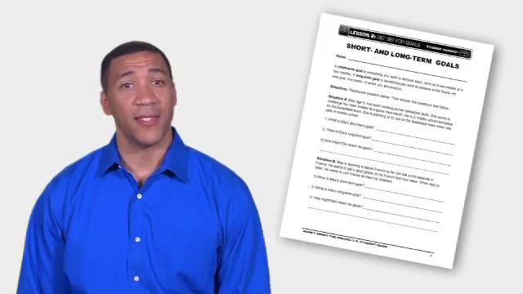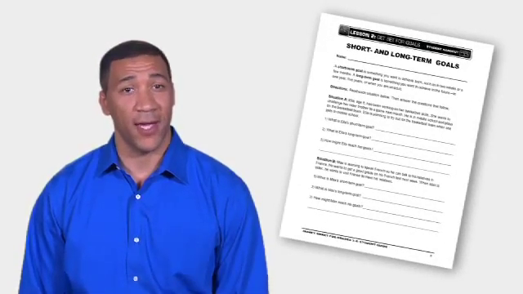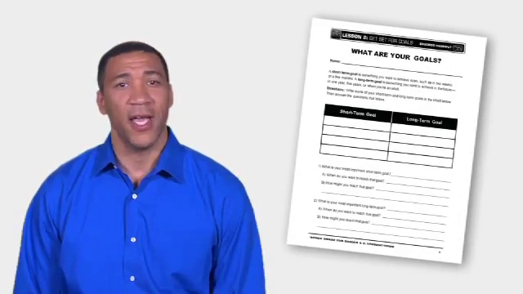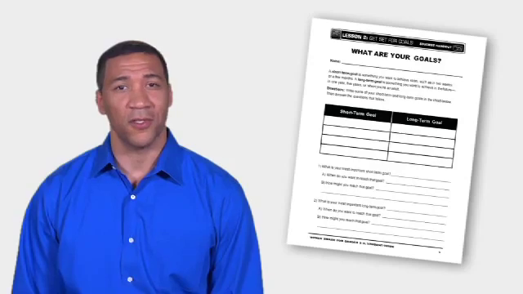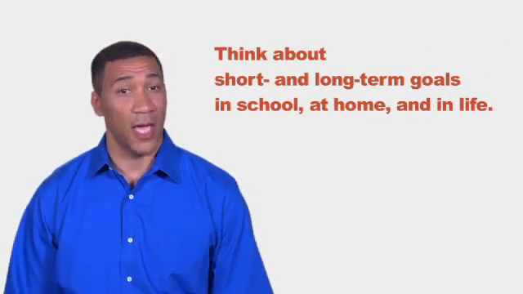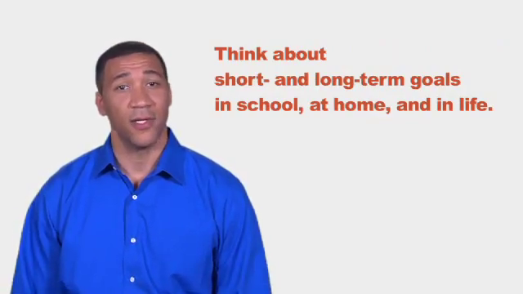Next, pass out the short and long-term goals handout to provide real-world examples. Then give the students the "What are your goals?" sheet and have them write some of their own goals into the correct columns on the handout. To help get them started, you might prompt them to think about short and long-term goals in school, at home, and in life. You also may decide to have them work with a partner to help them brainstorm ideas, but be sure that they're each filling out their own goals.